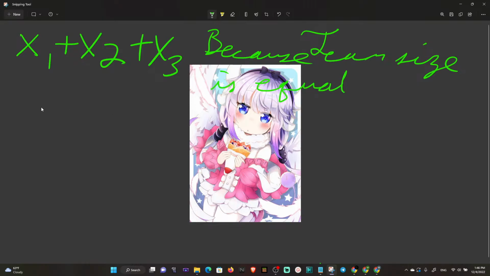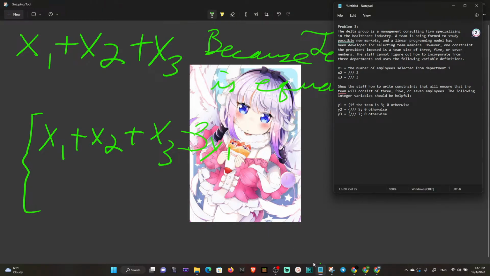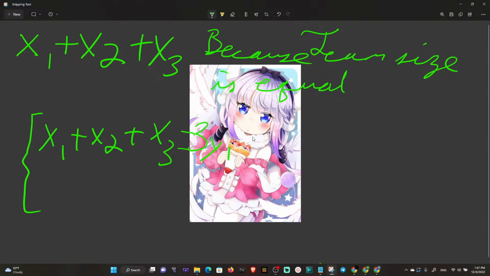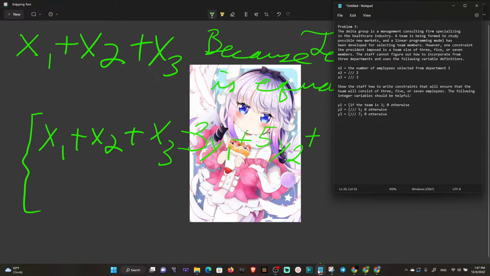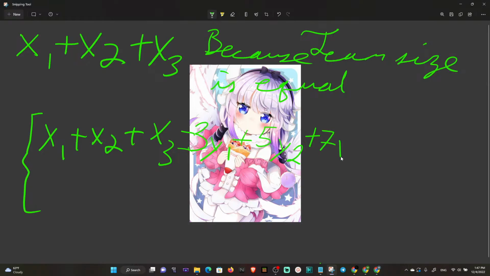Now that we have that, we have to do our little curly brace. So we have x1 plus x2 plus x3 is equal to 3y1. Where does my y1 come from? It's from that question over there with the y's: if the team is 3, 0 otherwise, I'm assuming. What are my next two variables? Plus 5y2, and then plus 7y3. But we're missing something.